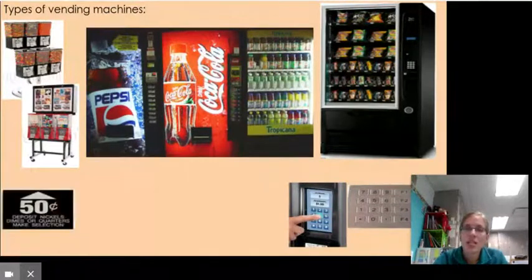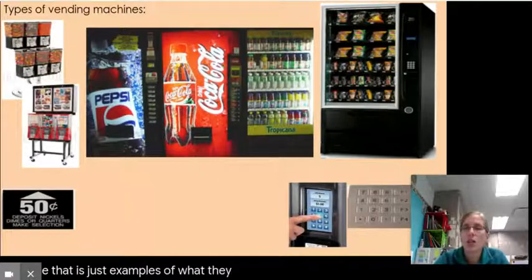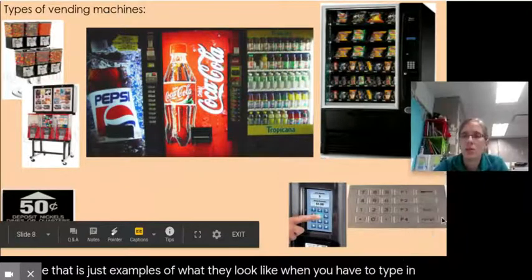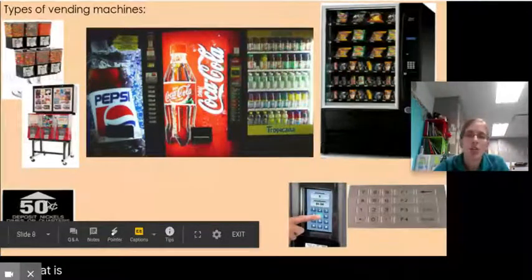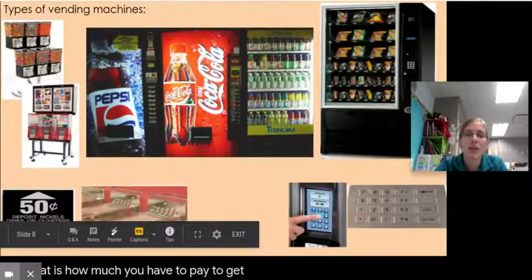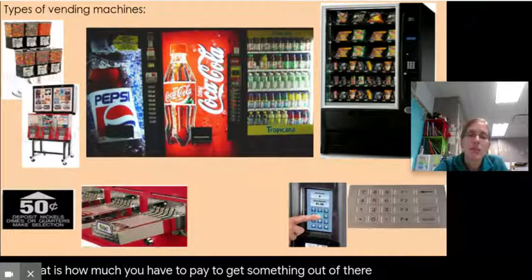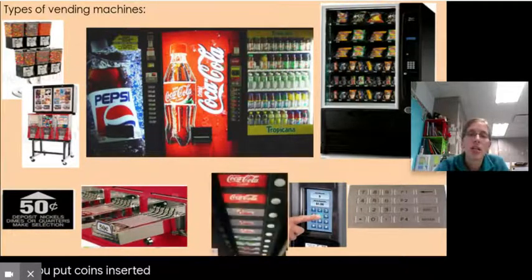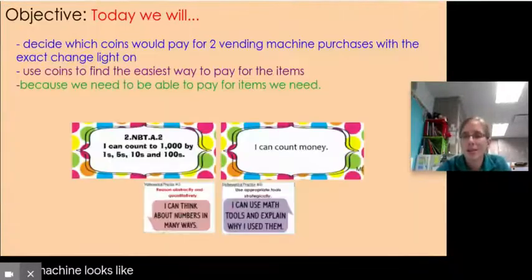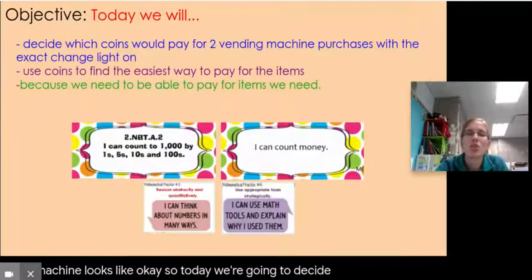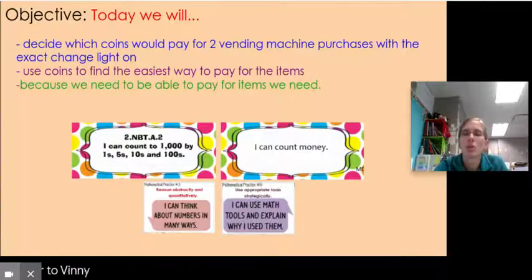Okay, and that is just examples of what they look like when you have to type in what you want to get out of the vending machine. These two are the examples, and that is how much you have to pay to get something out of there. That's one that you put coins inserted in, and then there's an example up close of what the soda machine looks like.